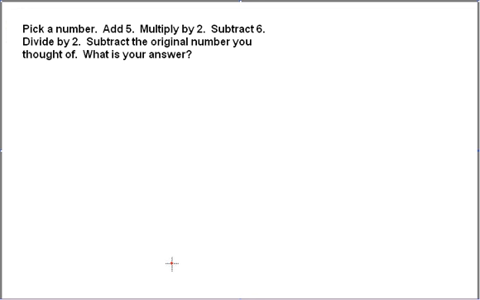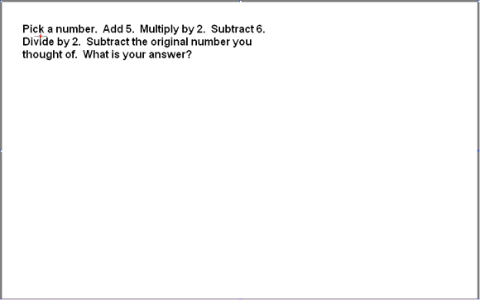What we're going to do is use the same type of reasoning and the same type of number trick, but add a few more steps to it and show you a little bit further how algebra works. Once again, just using symbols. And we're going to use the same ones that I did in the previous example, a square and circles. So once again, pick a number. Add 5, multiply by 2, subtract 6, divide by 2, and then subtract the original number that you thought of.